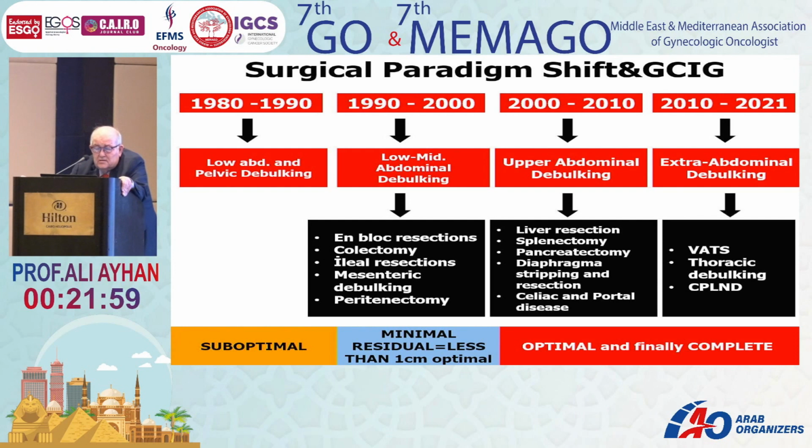And there is a change in the surgical approach over time. First of all, lower abdominal debulking, then lower middle abdominal debulking, and then upper abdominal. Also now, extra-abdominal debulking, especially lung and the pleural cavity, as you will see here, and thoracic debulking cytoreduction.